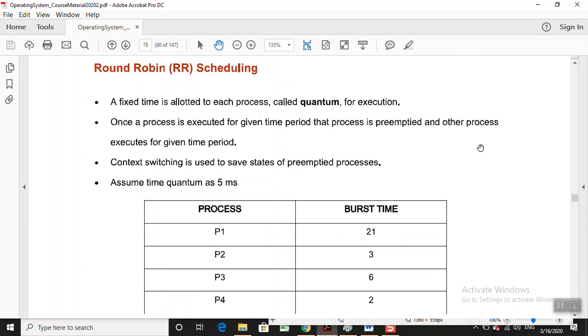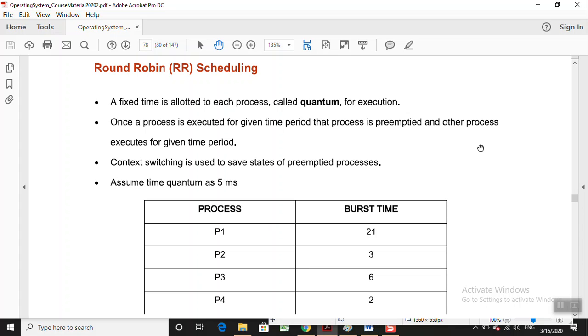Everyone, let us look at this round robin scheduling algorithm. Here the processes are going to be executed for a fixed amount of time called the quantum. Every time a process comes in from the ready queue, it will be executed for a fixed time, and then it will be preempted to execute the other process which is in the ready queue.